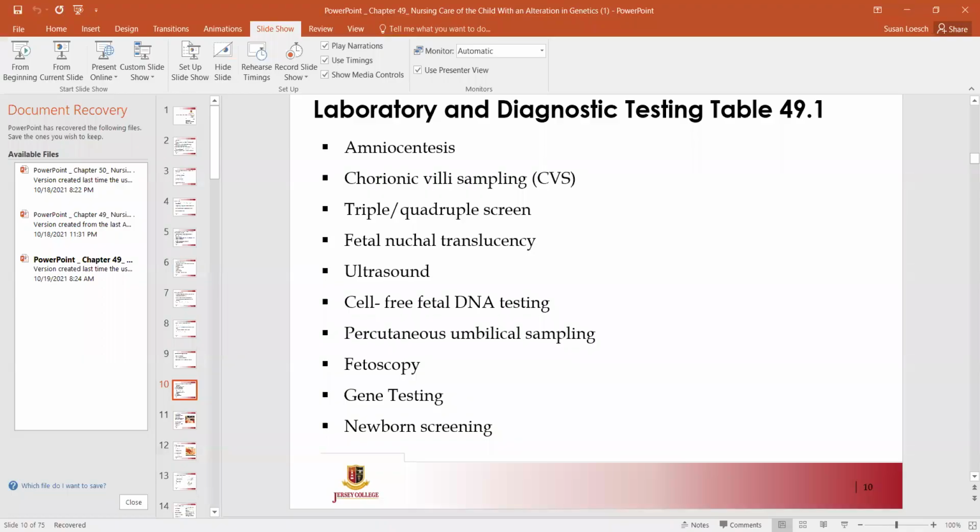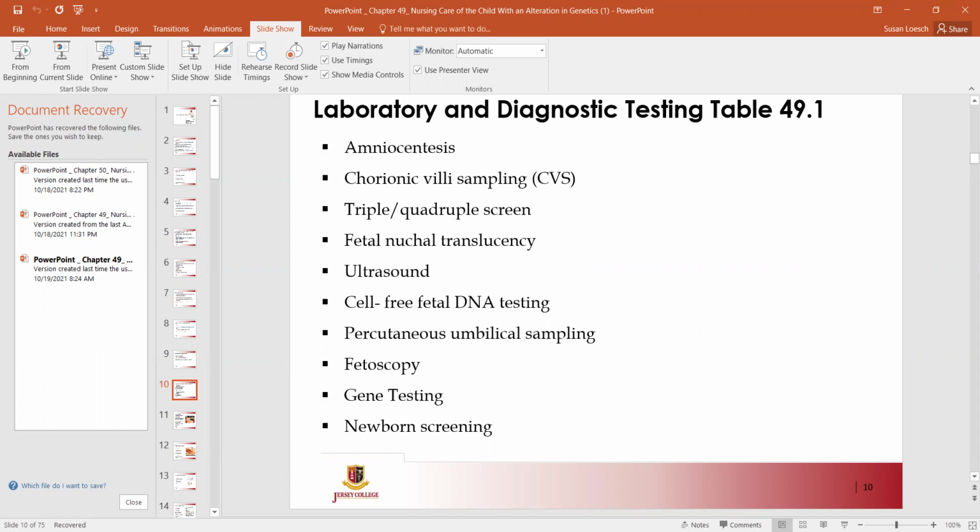Another test done is a blood test, and that's a triple or quadruple screen. This measures the level of three substances: AFP, alpha fetoprotein, unconjugated estriol, and the human chorionic gonadotropin, or HCG. By detecting different chemical patterns, the test predicts if there's an increased risk of bearing a child with a chromosome abnormality or an open tube defect. So things like Down syndrome, extra chromosome 21, trisomy 18, extra chromosome 18.